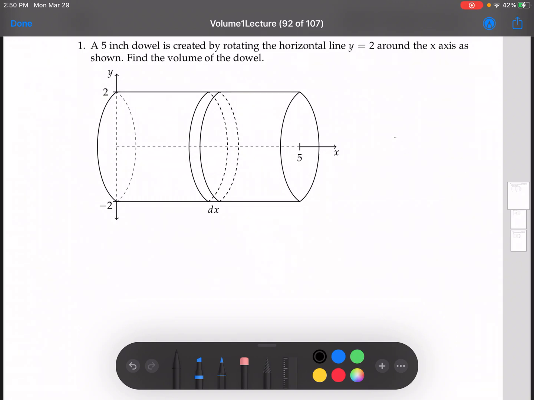Here we have a 5-inch dowel created by rotating the horizontal line y equals 2 about the x-axis. We're supposed to find the volume of the dowel.